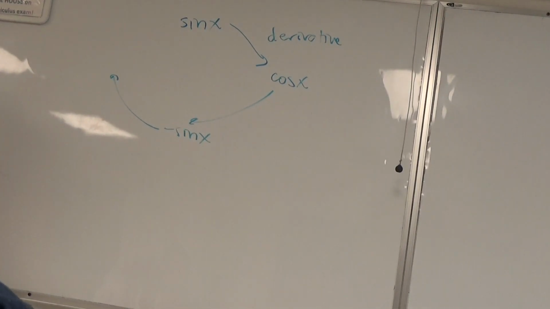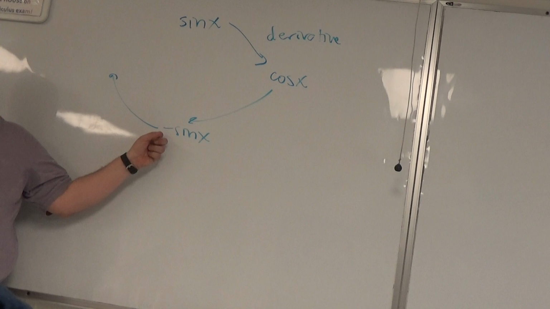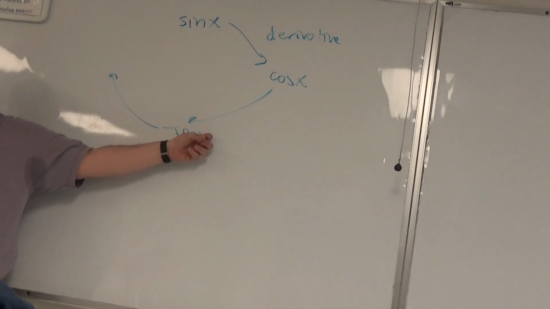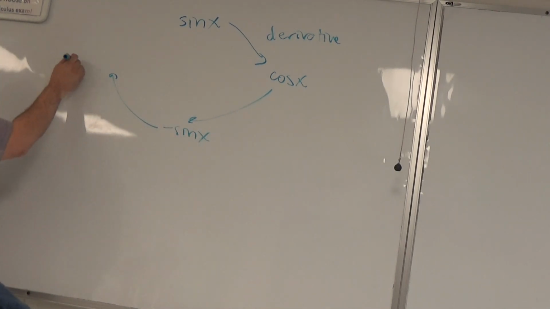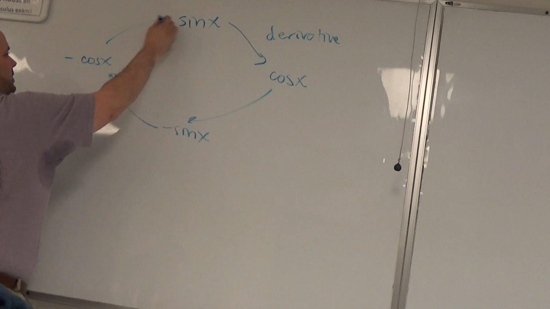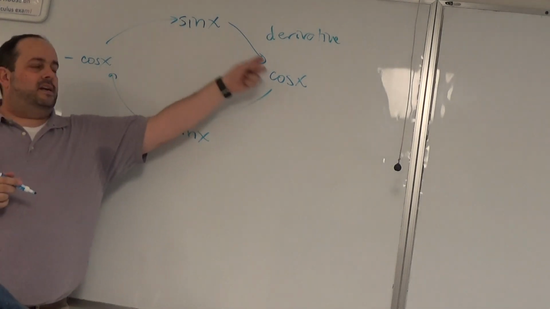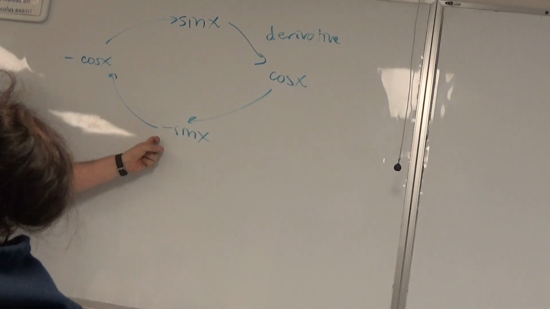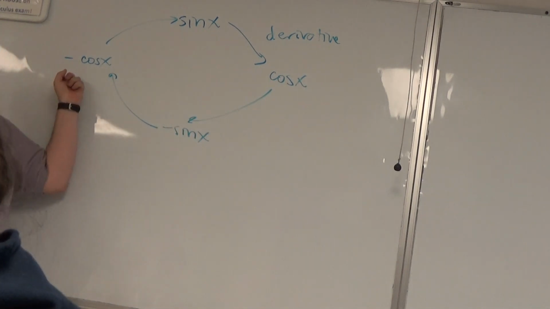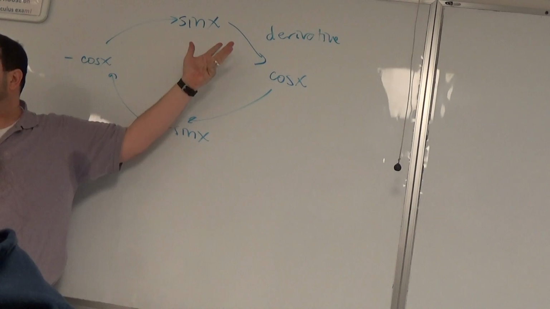Positive. The derivative of the negative of sine has to be negative cosine. And the derivative of negative cosine? Sine. It's the way around. Derivative of sine is cosine. Derivative of cosine, negative sine. Derivative of negative sine, negative cosine. Derivative of negative cosine, positive sine. Good.